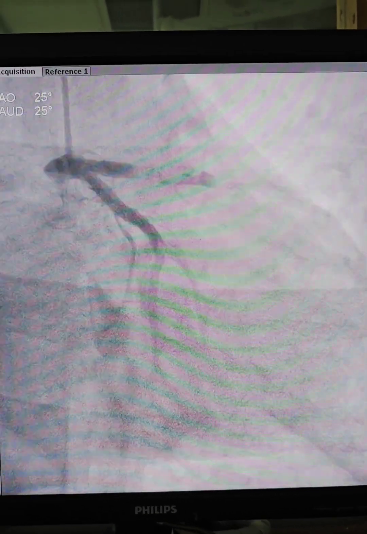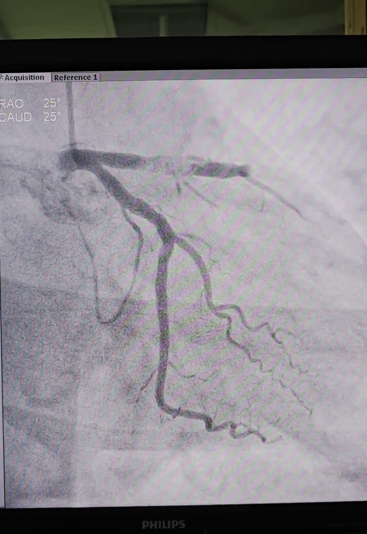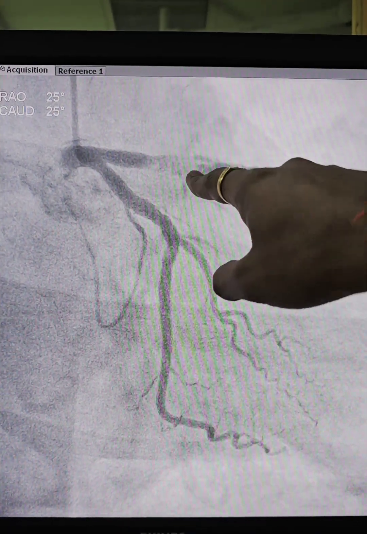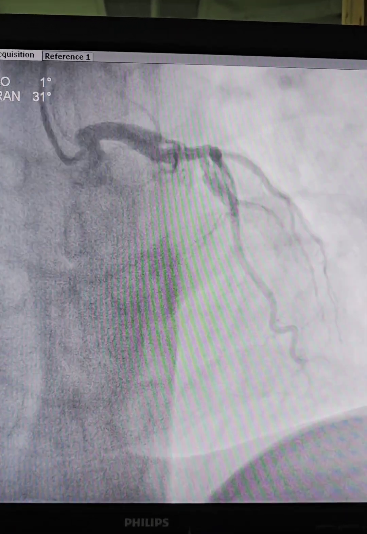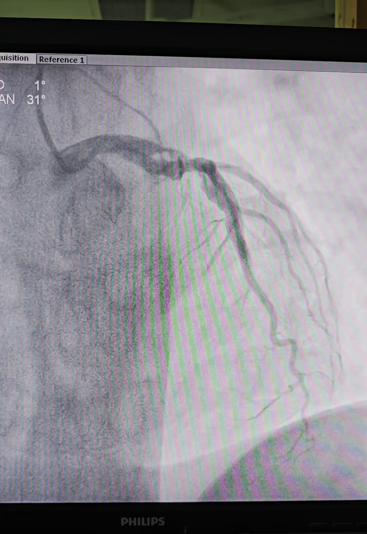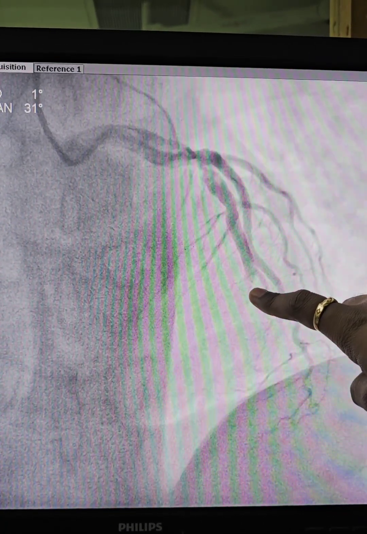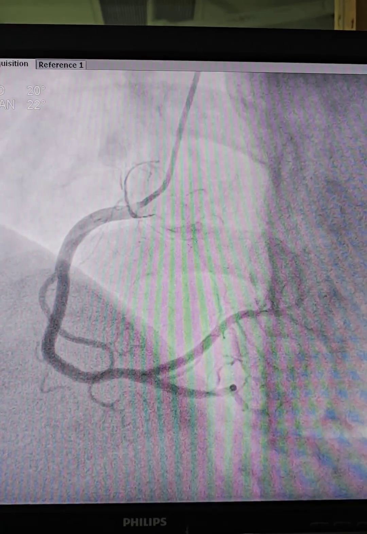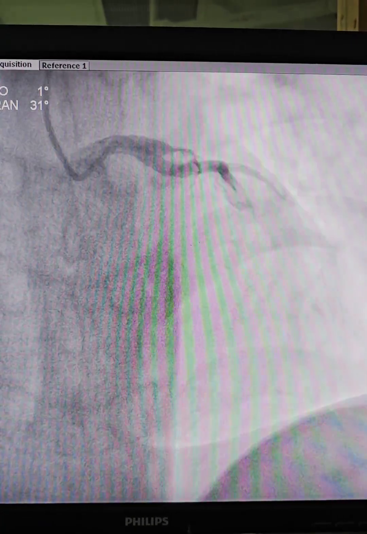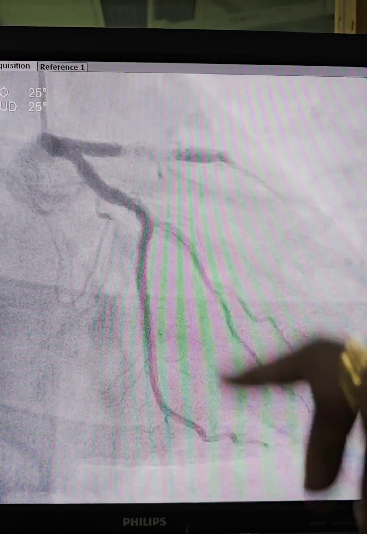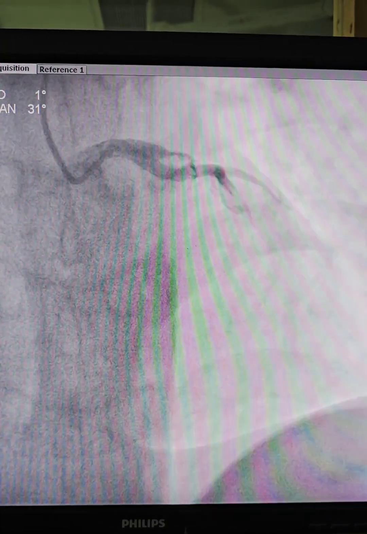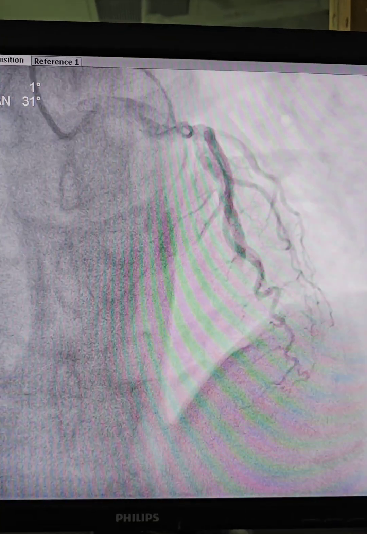Angiogram suggestive of LAD proximal to mid 99% with a huge thrombotic load here, as we can see. Mid LAD plaque and distal LAD is showing 100% thrombotic occlusion here. So left circumflex artery and RCA being normal in this patient, but LAD showing huge thrombus burden in the proximal part, and the distal part is totally occluded with the huge thrombus.